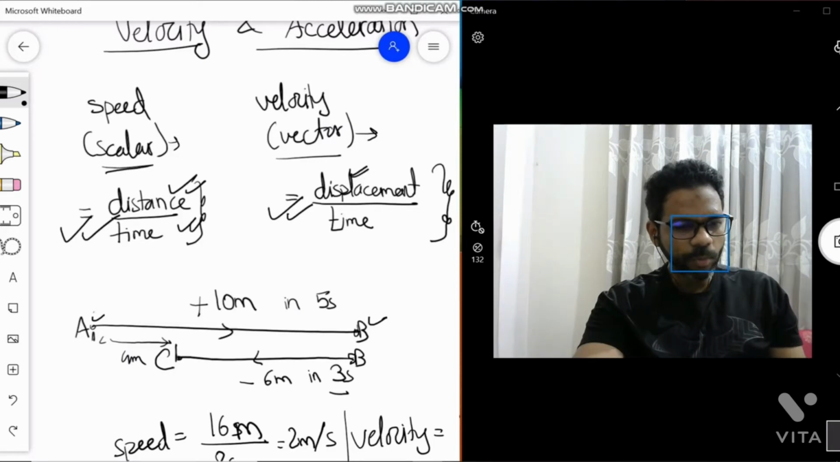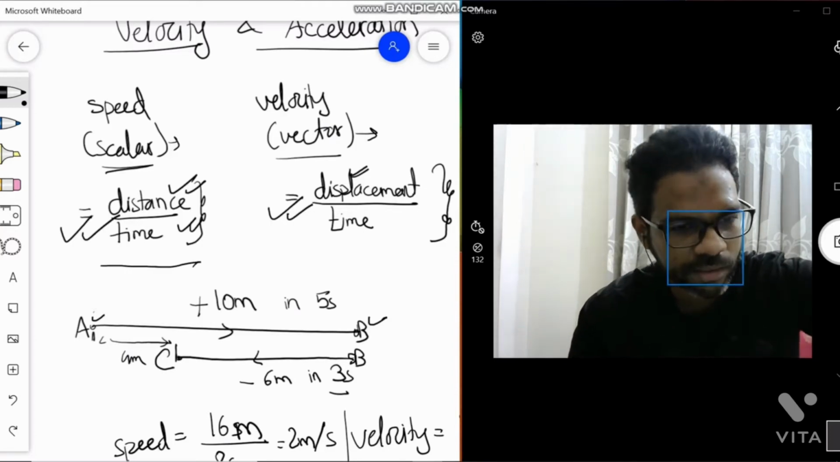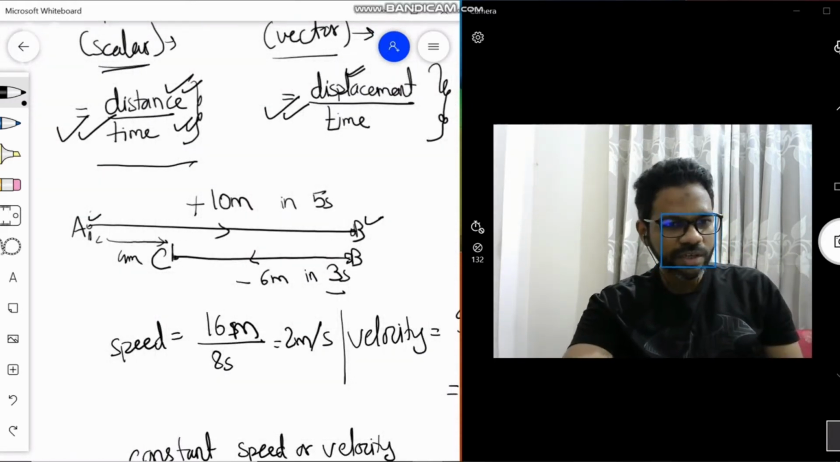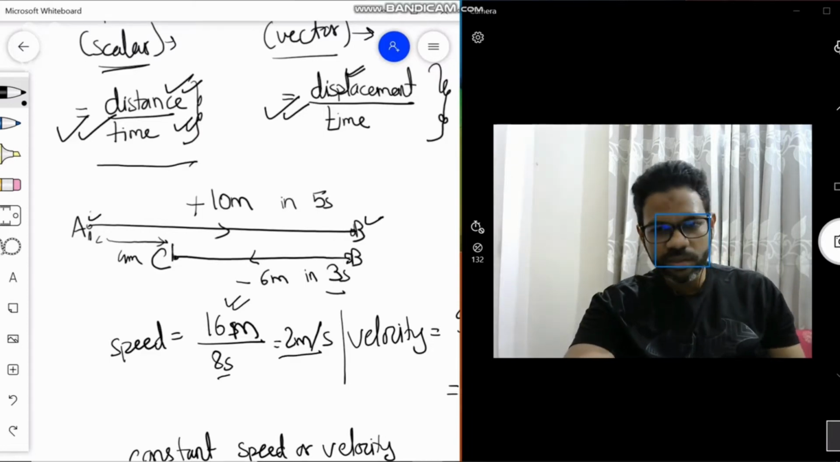So how much is your speed and how much is your velocity? When we are calculating speed, the formula is distance divided by time, where direction is not at all a factor. So what is the total distance that I have moved in this scenario? I went 10 meters on this side, 6 meters on this side. The total distance moved is 16 meters. And how much time did I take? The first 10 meters was moved in 5 seconds and the next 6 meters was moved in 3 seconds. So in total, I moved 16 meters in 8 seconds. So my speed is 2 meters per second.